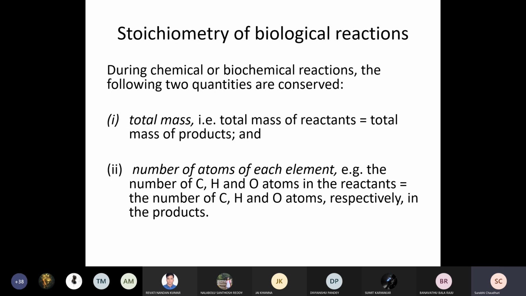It's already known to you that during chemical or biochemical reactions, these two quantities are conserved. The first is total mass. So we have total mass of reactants equal to total mass of products. That's how we balance the equations. And then the number of atoms of each element is conserved, like number of C, H, O in reactants equal to number of C, H, O in products. This is also another thing we use for balancing the reaction to get the final stoichiometry.